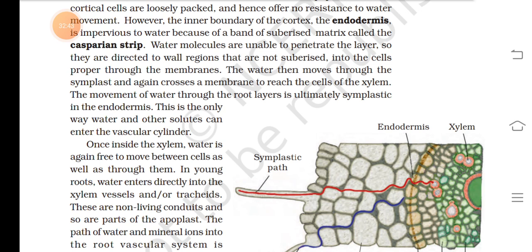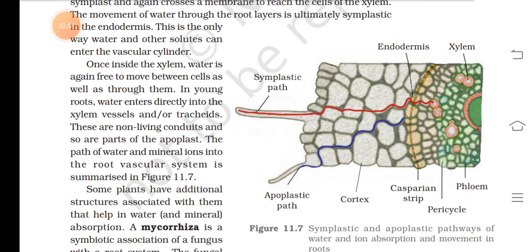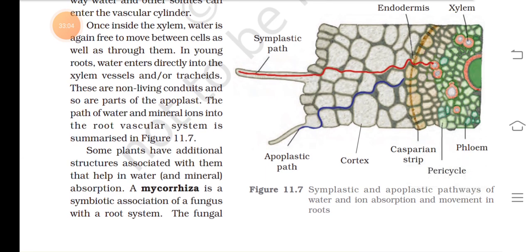The movement of water through the root layers is ultimately symplastic in the endodermis. This is the only way water and other solutes can enter the vascular cylinder. Once inside the xylem, water is again free to move between cells as well as through them. In young roots, water enters directly into the xylem vessels and/or tracheids. These are non-living conduits and so are parts of the apoplast. The path of water and mineral ions into the root vascular system is summarized in figure 11.7.